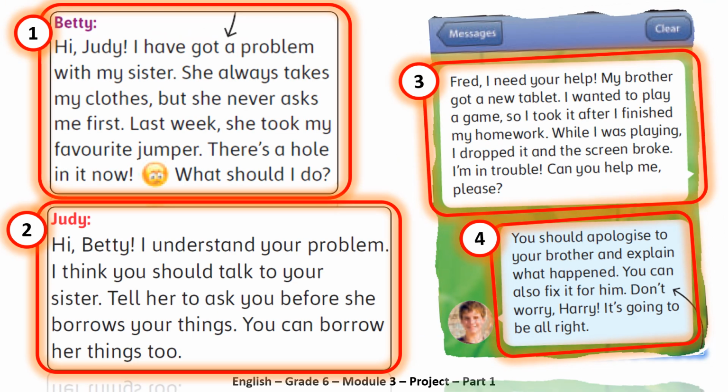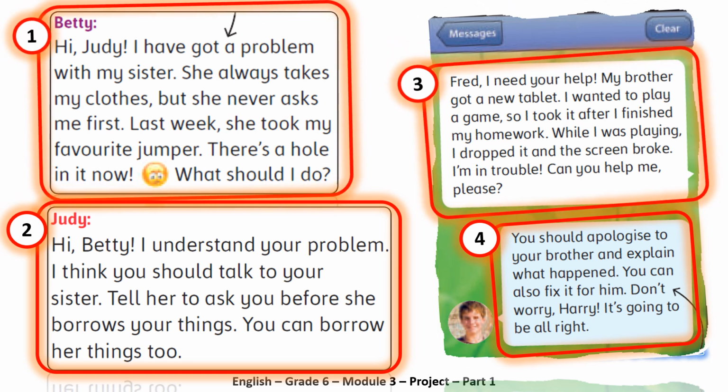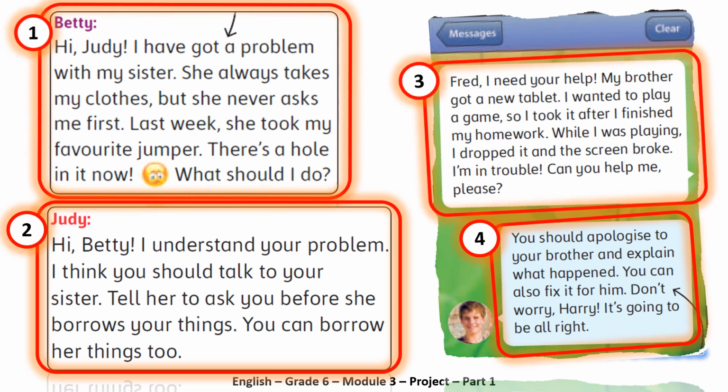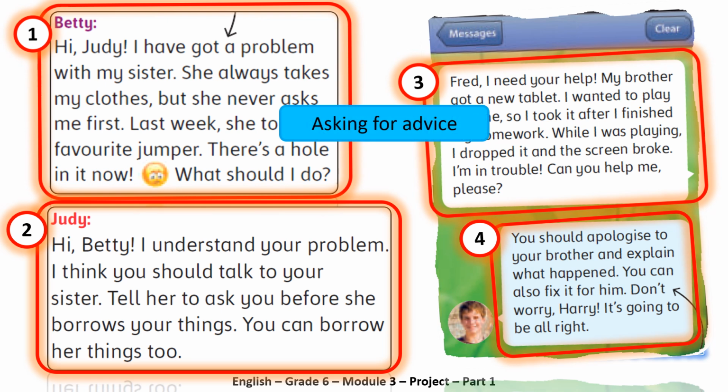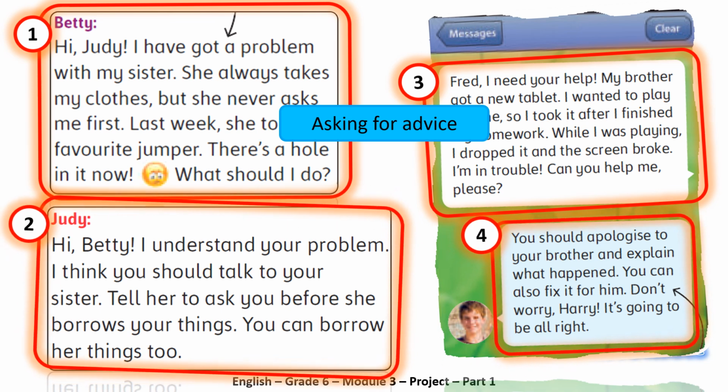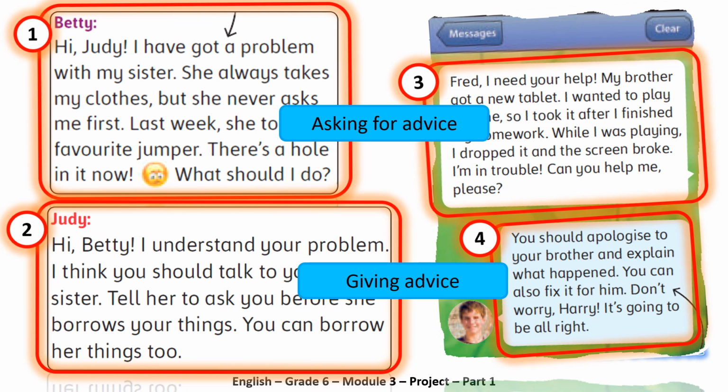And now it's time to know the types of these text messages that we have in this lesson. If we focus on text messages number 1 and 3, we can see that these messages are written to ask for advice. And messages number 2 and 4 are written in order to give advice. So, in this lesson, we have 2 types of text messages: an asking for advice message and a giving advice message. Let's analyze them to see the features of these 2 types of text messages.